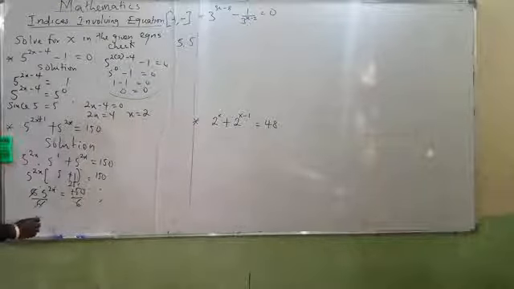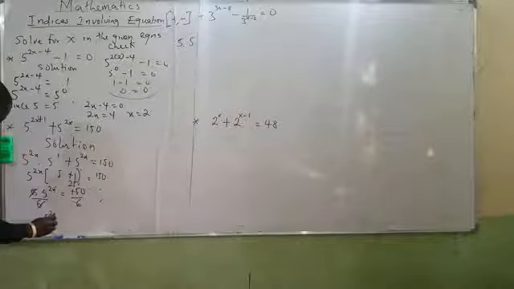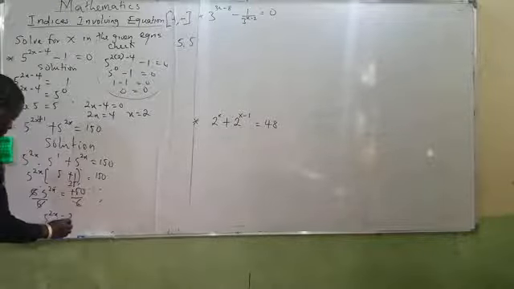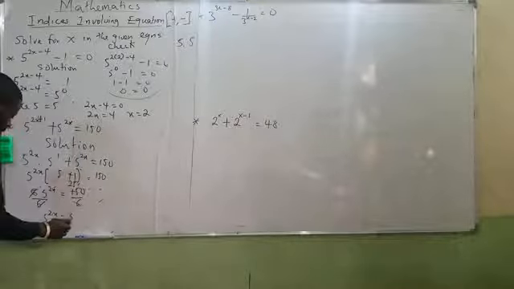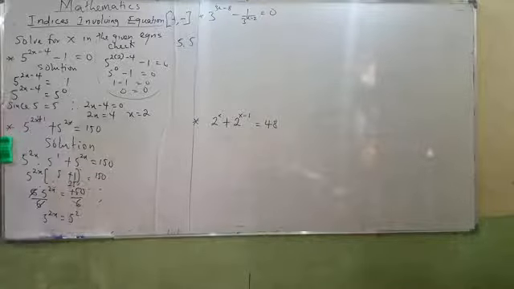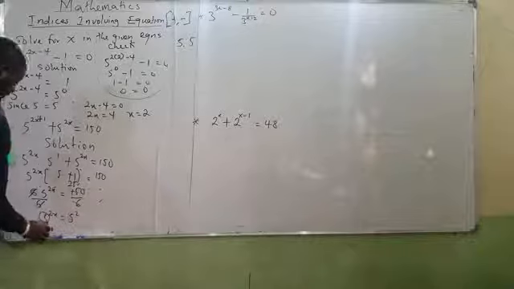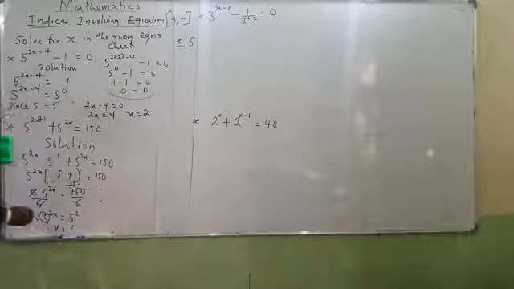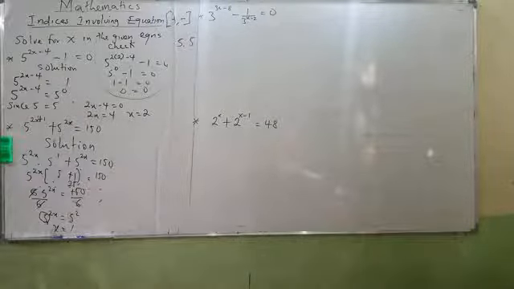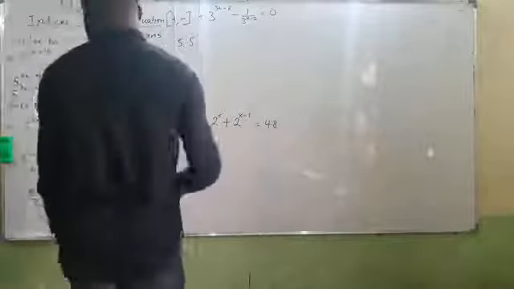Now, I'll be having 5 raised to power 2x equals to what? 5 raised to power 2, which is 25. 5 is equals to 5. It means my x equals to 1. That is all. My x equals to 1.